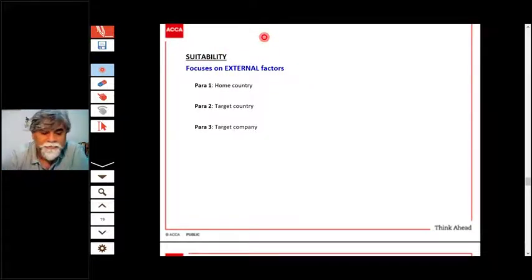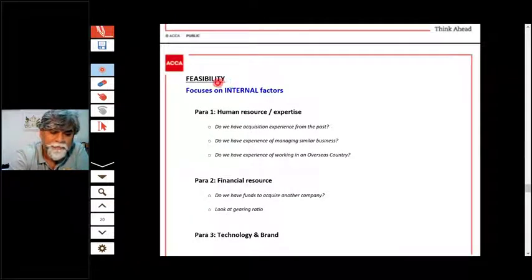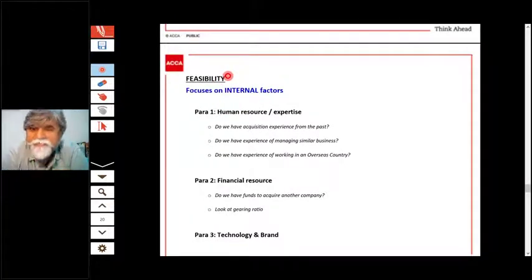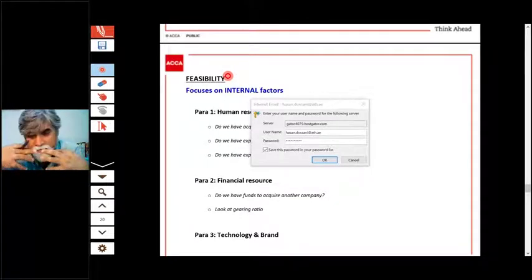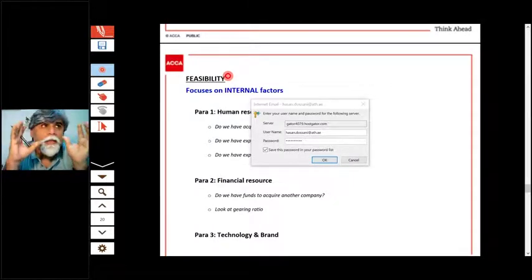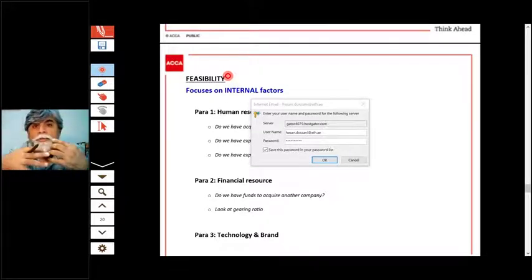And what are internal factors, which is actually covered under feasibility? Feasibility focuses on internal factors. Internal factors means things within the organization, things going on inside my bedroom. Private, internal, none of your business. External factors, things going outside my bedroom. Internal factors include employees, or can I say human resource, management experience, financial resources, technology, and brand. So brand is also an intangible asset for me, right?